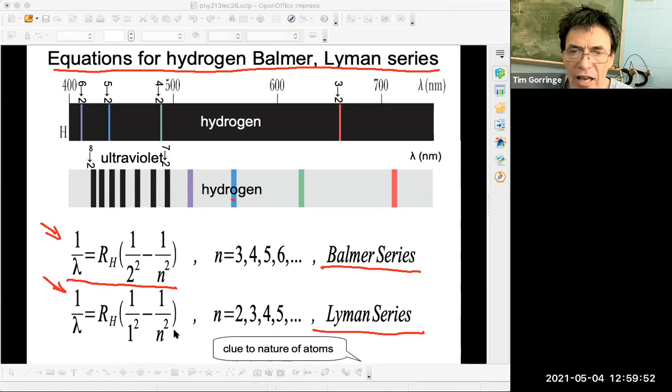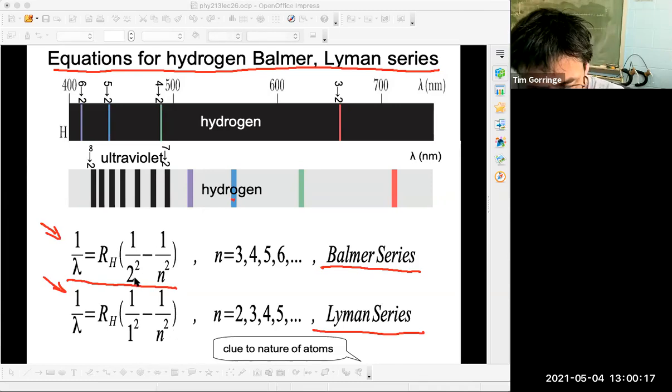Let me just look in chat because I saw a question pop up. Is this saying in the Balmer series n cannot be 1 or 2, and n cannot be 1 in the Lyman series? Yes, it is saying that. That's completely correct. They are not arbitrary numbers. And I think you'll see the pattern in a moment when I explain them.